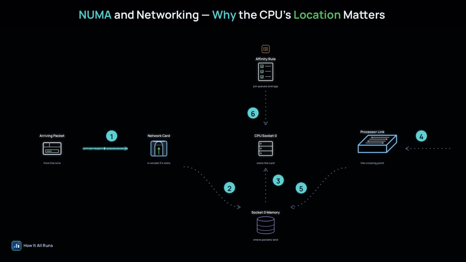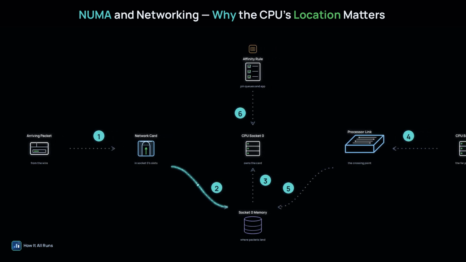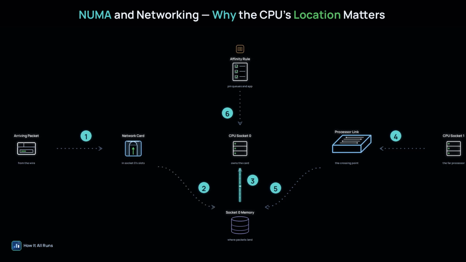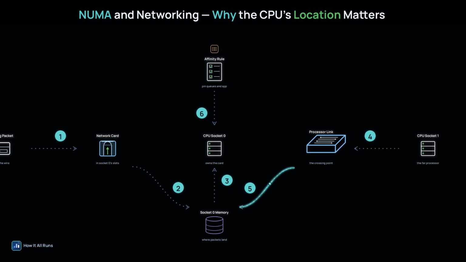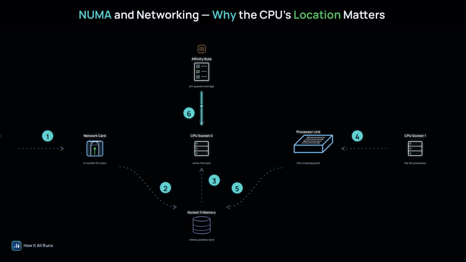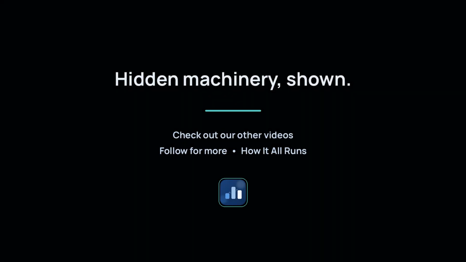So the whole picture. The card belongs to one socket, packets land in that socket's memory, and a thread on the far socket pays a crossing for every read. Pin queues and application to the near socket. Hidden machinery shown. Next time a server refuses to scale for no visible reason, ask which processor is touching the packets. The answer is often geography, not code.